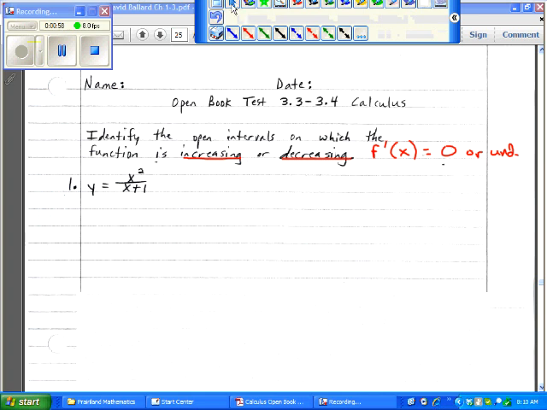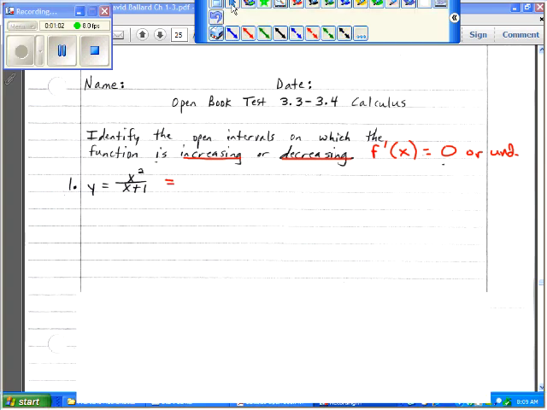And so we're going to rewrite this function as a product. We're going to write it as x squared times x plus 1 raised to the negative 1 power. And when we do that, to take the derivative, we realize we have multiplication, and then we have a parenthesis, and a parenthesis creates a chain. So we're going to apply the multiplication rule and the chain rule.